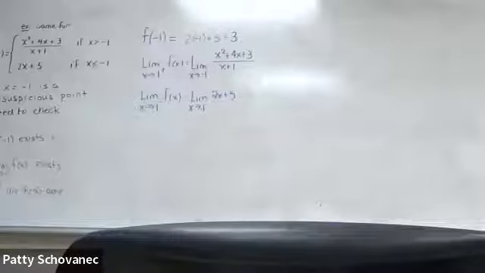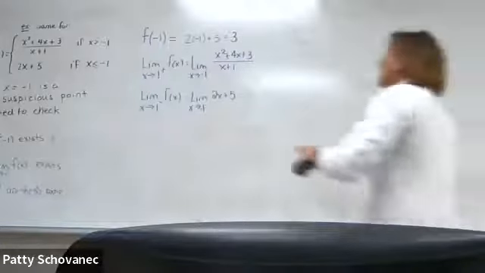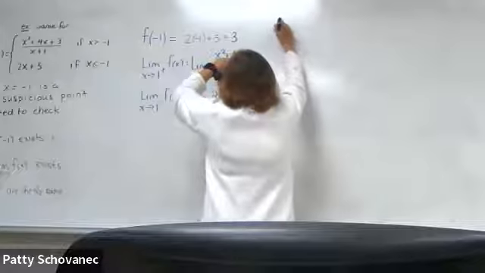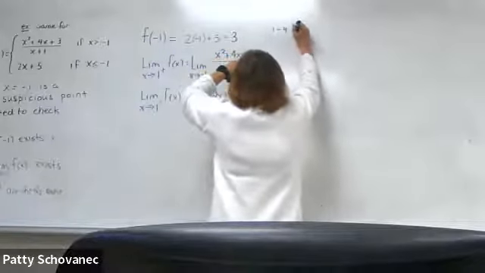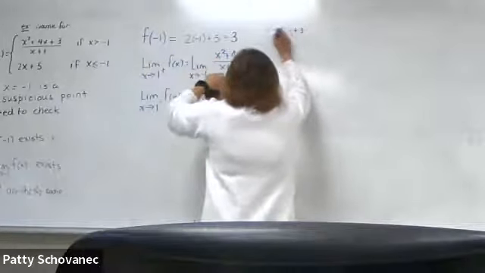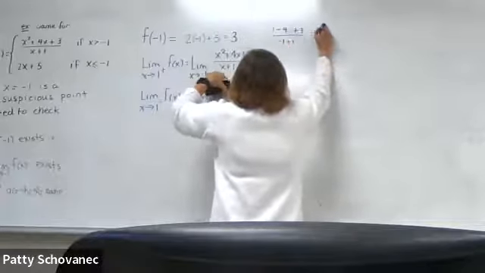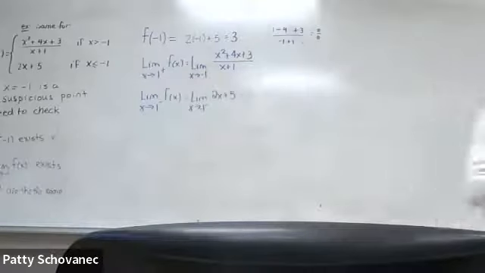The first one, if we put -1 in for x, I get -1 squared is 1, 4 times -1 is -4, plus 3, over -1 plus 1. I get 0 over 0. So help me take that limit. 0 over 0 means do more.